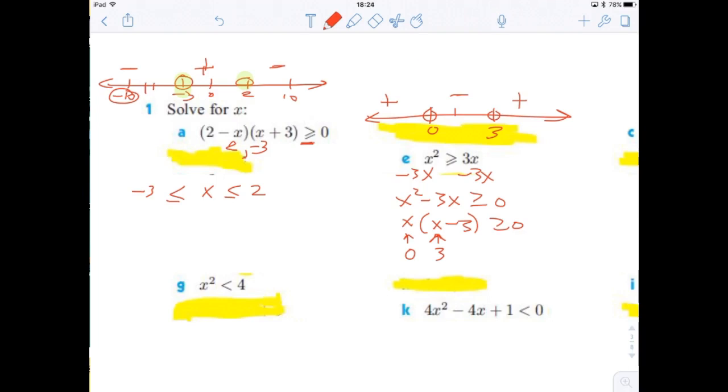So we're going to have, we want greater than or equal to 0, right? So that means that we want to include the positive regions, which are the left and the right regions, and we want to include the critical points 0 and 3. So we're going to say x is less than or equal to 0, and x is greater than or equal to 3. There would be two parts to that interval.